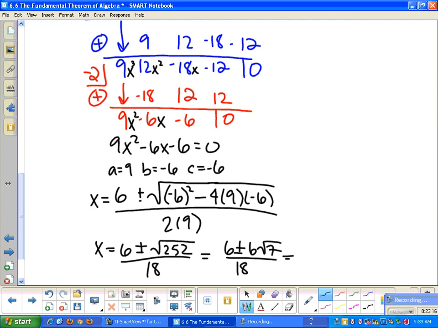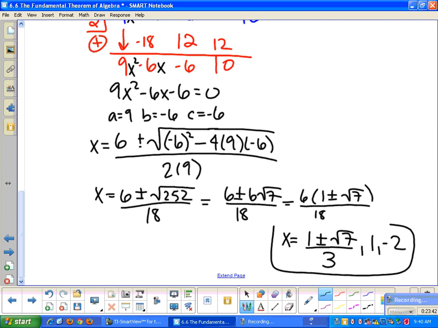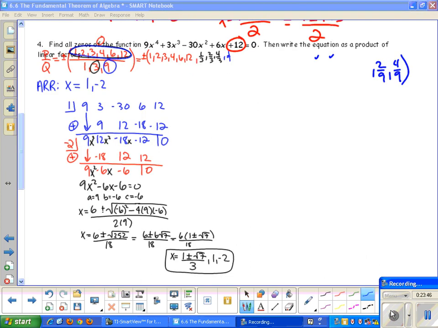I can factor out that 6 in the numerator. And 6 goes into 18 3 times. So x equals 1 plus or minus root 7 over 3. So those are 2 of my answers, and also 1 and -2 were the other zeros. So these are all my zeros of the equation. Okay, so I made it a little bit smaller so we can see it on the same screen.